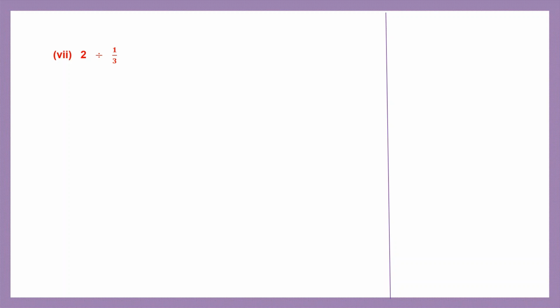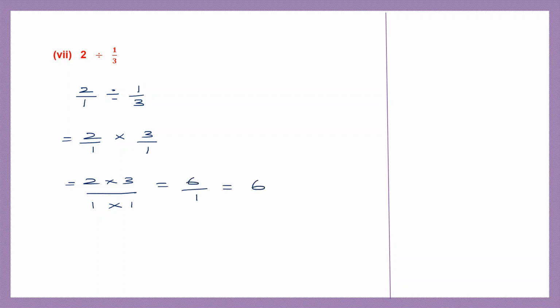Question 7. 2 divided by 1 by 3. So that is 2 by 1 divided, this time it's division, divided by 1 by 3. So this will be 2 by 1. Division changes to multiplication, and we write the reciprocal of 1 by 3, that is 3 by 1. So what do we have here? We have 2 into 3 in the numerator. In the denominator we have 1 into 1. So 2 3's are 6, 1 1's are 1. So final answer here is 6 by 1 or 6.